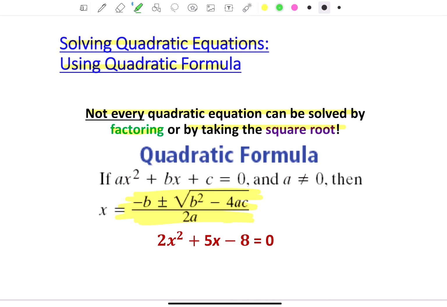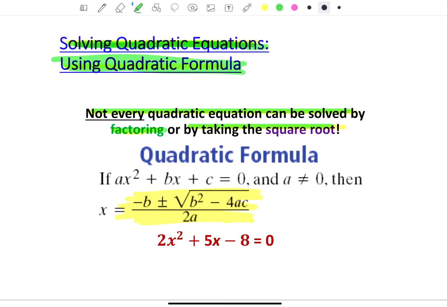In this video, we're going to look at solving quadratic equations using the quadratic formula. There's another video showing the derivation of the quadratic formula. Not every quadratic equation can be solved by factoring or by using the square root property. But we can use the quadratic formula to solve any and every quadratic equation.